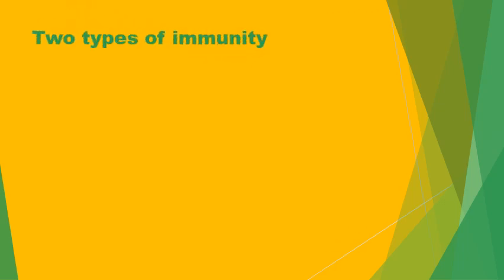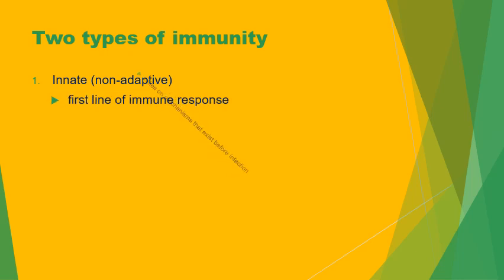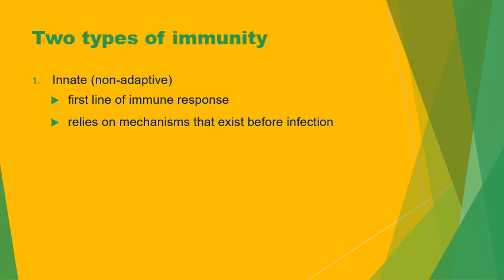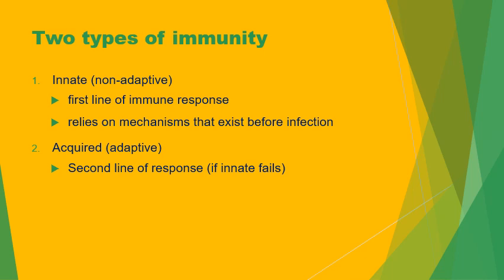Let's look at types of immunity. There are two types of immunity. Type number one is innate immunity, also called non-adaptive immunity. This is the first line of immune response, and it relies on mechanisms that exist before infection. The second type of immunity is acquired immunity, also called adaptive immunity. It is the second line of response if the innate immunity fails. It relies on mechanisms that are adapted after infection or after exposure to a pathogen.